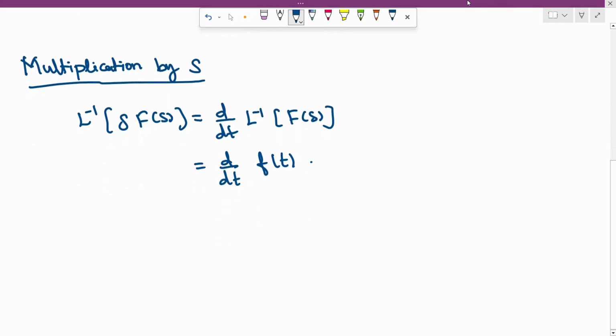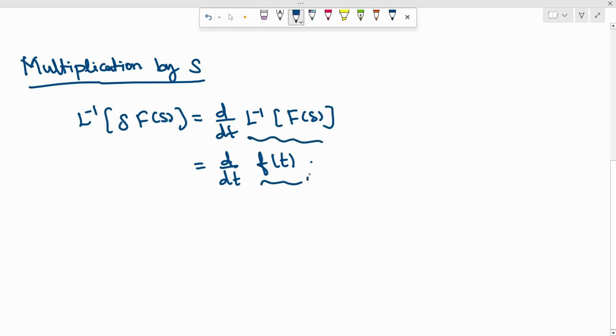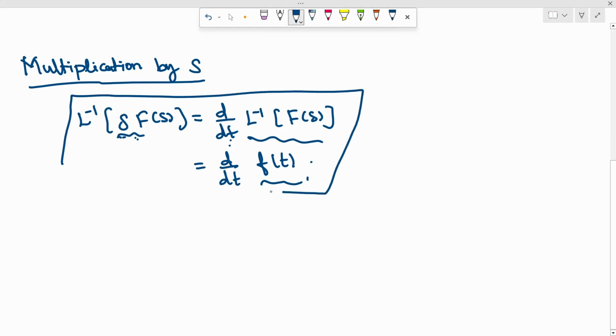L inverse of s into f of s equals d by dt of L inverse of f of s. Here, L inverse of f of s is nothing but f of t. If you want to remove this multiplication by s from the left hand side, on the right hand side differentiate with respect to t the L inverse of f of s. First you should remember this result, then only we can easily solve the problems.